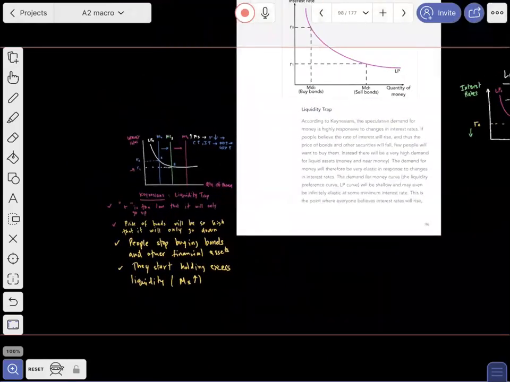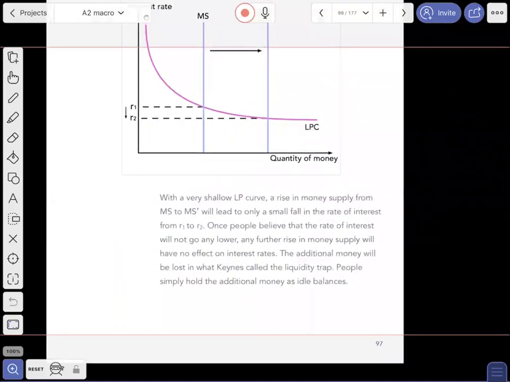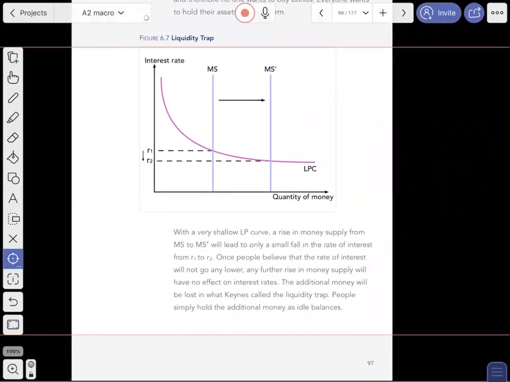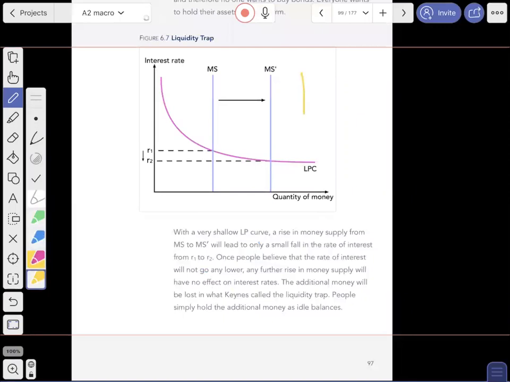And I want to show you this example here. With a very shallow LP, look at this, guys, with a very shallow LP, which means very flat LP, a rise in money supply from MS to MS dash will only lead to a small fall in interest rates from R1 to R2. Once people believe that the rate of interest will not go any lower, any rise in money supply beyond R2 will have no effect on interest rates.